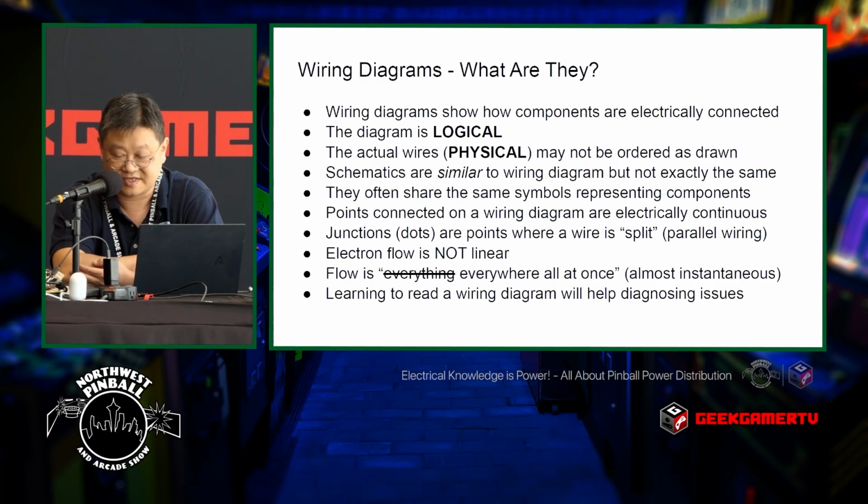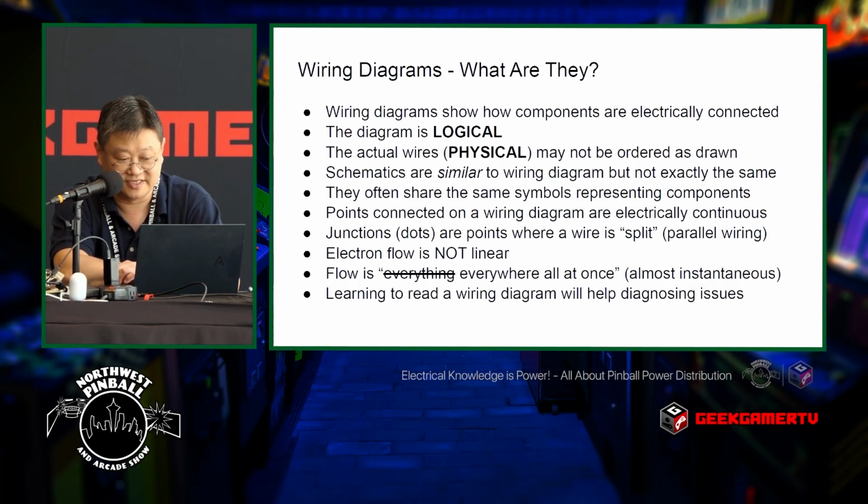So the key with the wiring diagram: points connected on a wiring diagram are electrically continuous. That means anything that's connected, regardless of what order it is, it's all continuous electrically. You can set your DMM to continuity, and every point that it's connected will read continuity. Junction dots, again, I'll show you in the coming diagrams. The dots are basically points that are also connected, but it allows you to say explicitly this line and these lines are all electrically on the same connection.